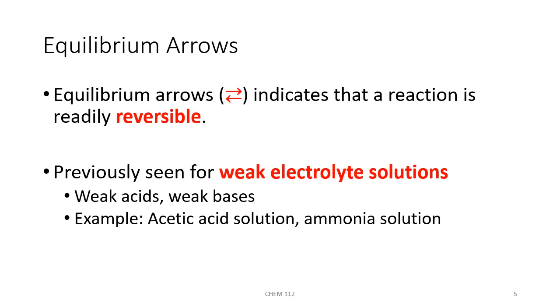Double arrows are used to indicate a reaction that is reversible. So we use double arrows to represent reactions that are in equilibrium. Previously, we would have seen this for weak electrolyte solutions. We would have used double arrows to indicate the dissociation or ionization of a weak acid or a weak base. Some examples are an acetic acid solution, which is a weak acid, or an ammonia solution, which represents a weak base.